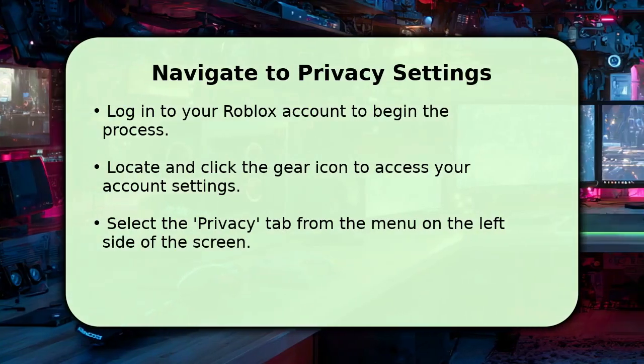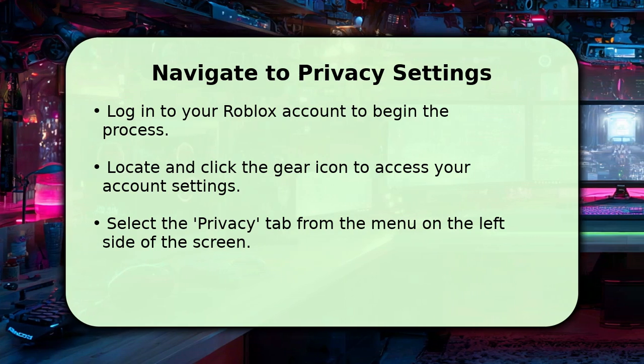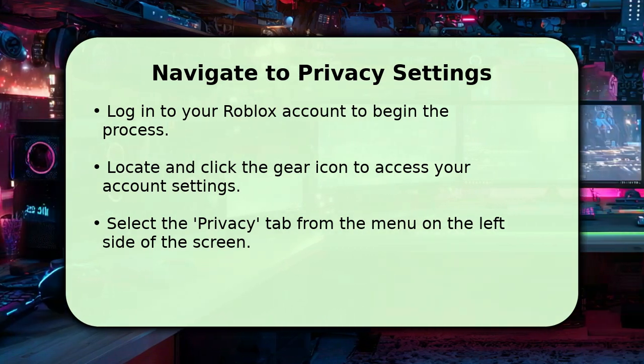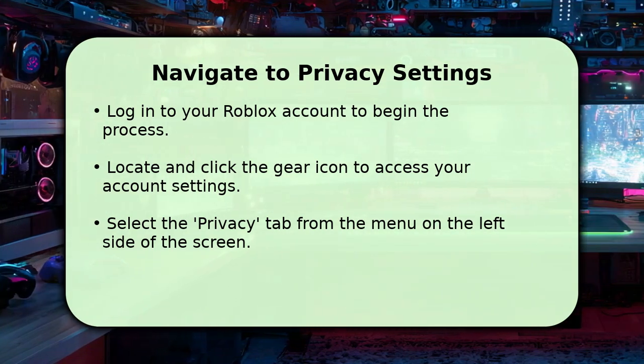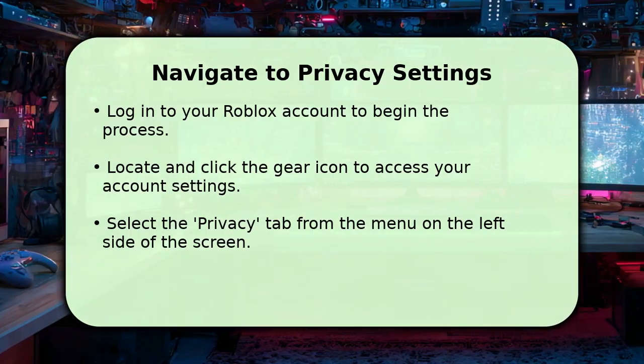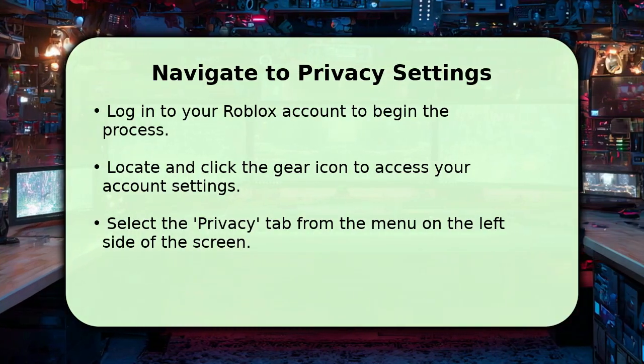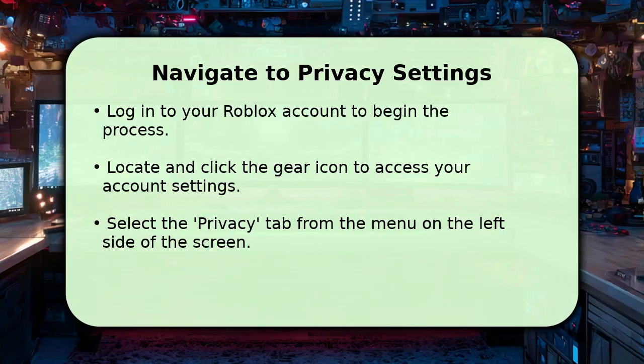Once you are logged into your Roblox account, navigate to the main settings page. You can usually find this by clicking the gear icon located in the top right corner of your screen. From there, select the Privacy tab on the left-hand side menu.